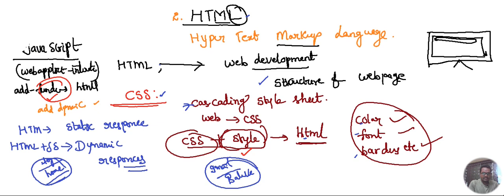So the last topic is JavaScript, and JavaScript is used in web applications for interactivity of the web page and to add functionality to HTML, and also to add dynamic nature to the web page. So HTML is nothing but a static response, and HTML plus JavaScript gives the dynamic responses.